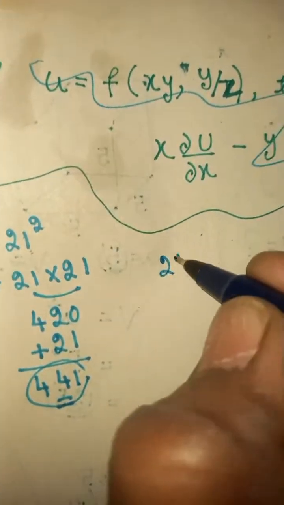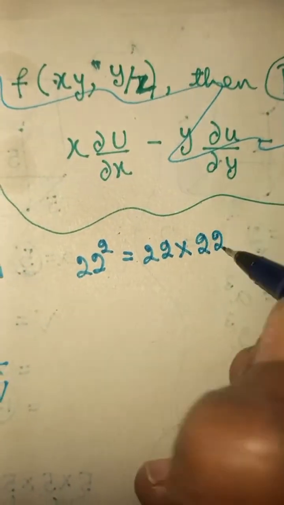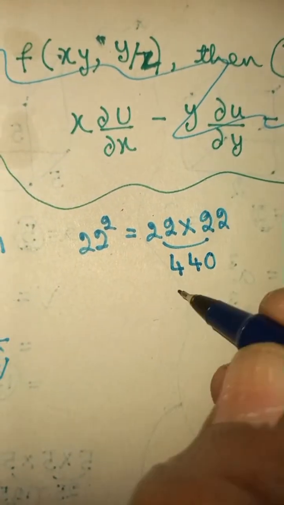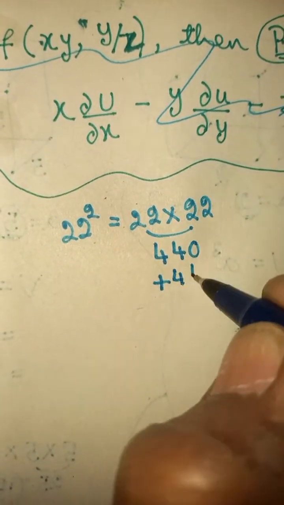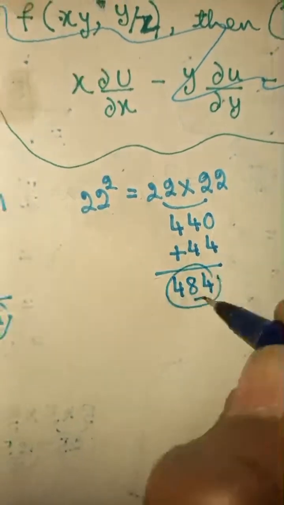Let's take 22 square. This 22 square means it is going to become 22 times of 22. 22 times of 20 becomes 440, plus 22 times of 2, which is 44. 440 plus 44 becomes 484.